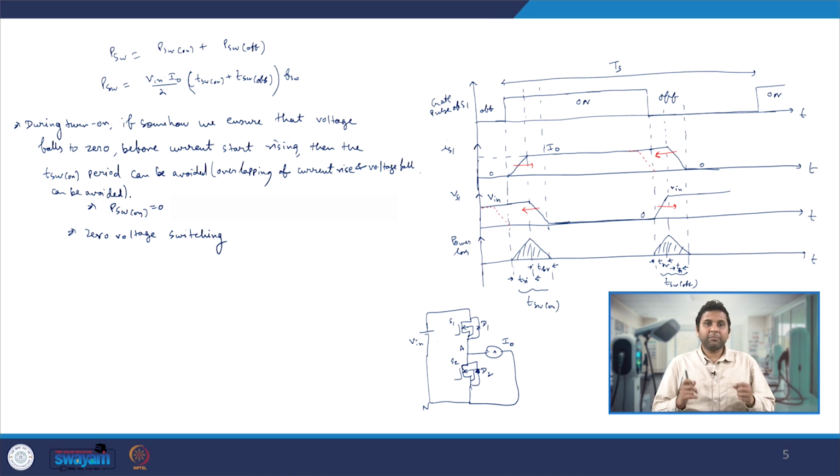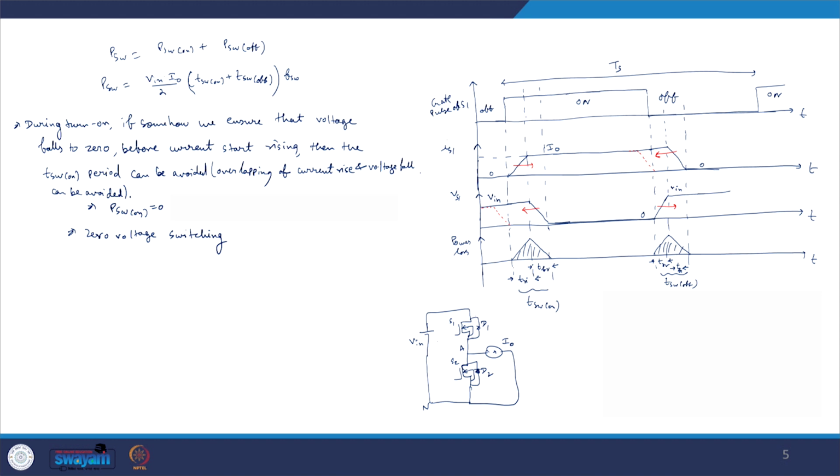That primarily occurs during turn on, because during turn off the voltage is already 0. So you do not have to bother about having ZVS during the turn off case, because when you are going for turn off, your voltage was already 0 and then some non-zero voltage comes across it. Here we are somehow ensuring that the voltage goes to 0 before the current starts rising.